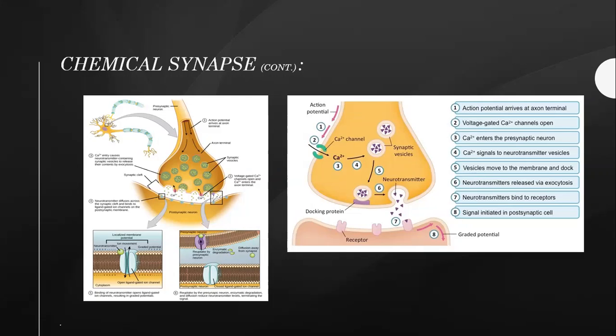This calcium which enters results in a calcium mediated neurotransmitter vesicle formation, which causes the vesicles to move towards the membrane. Exocytosis occurs of these neurotransmitters, and the neurotransmitters are released in the synaptic cleft. These neurotransmitters, which were released in the synaptic cleft, bind to the receptors present in the postsynaptic neurons and thereby result in postsynaptic cell signals.